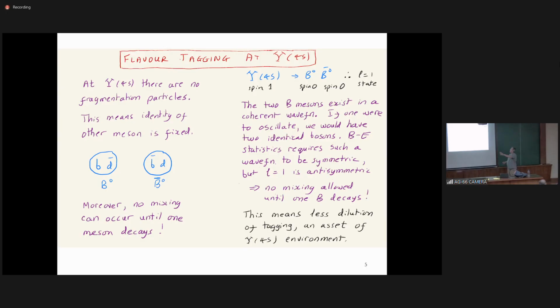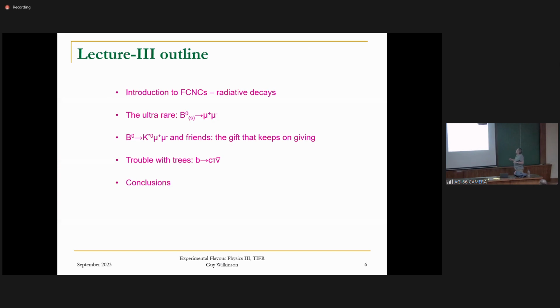Okay, so having cleared this up, I want to move to today's lecture, which is a little shorter than yesterday. We'll be talking about flavor changing neutral currents. There's a huge number of these. I'm going to focus on really just two examples. And then at the end of the lecture, I'm going to talk about something which is definitely not a flavor changing neutral current, but I think sits best in this lecture.